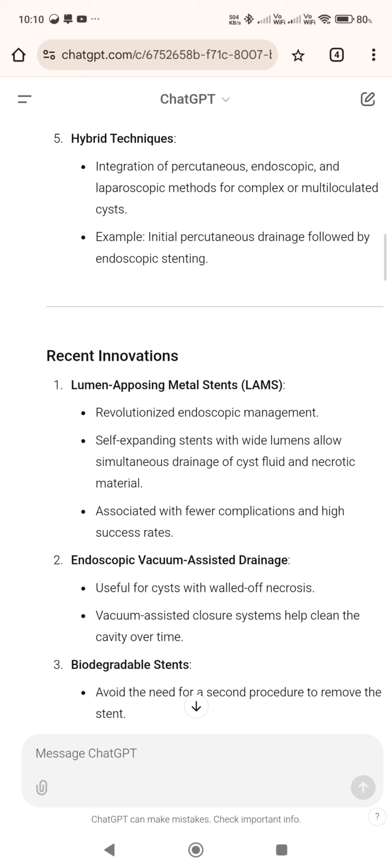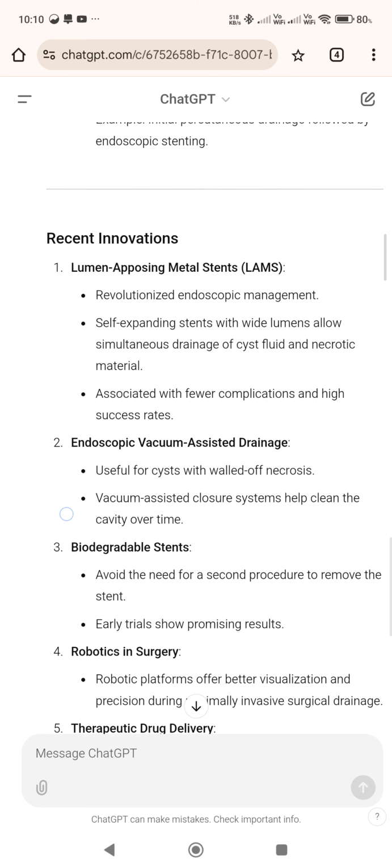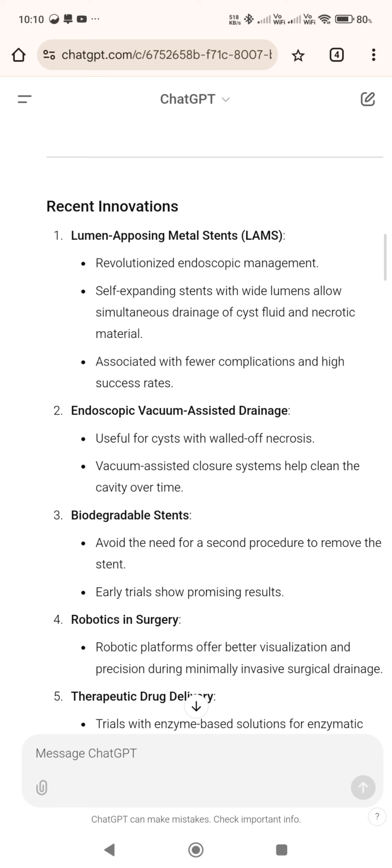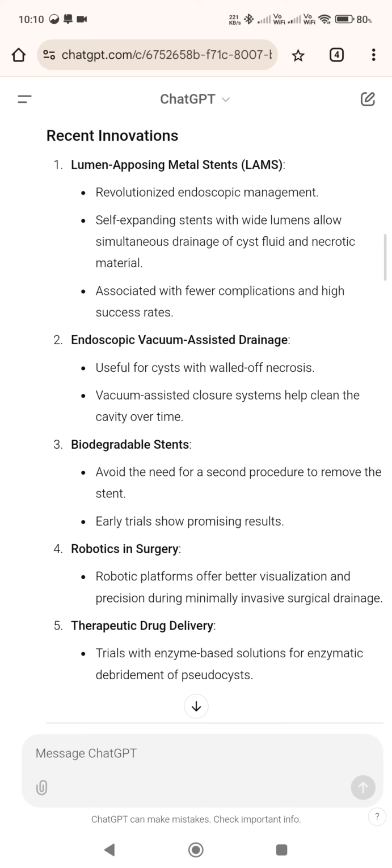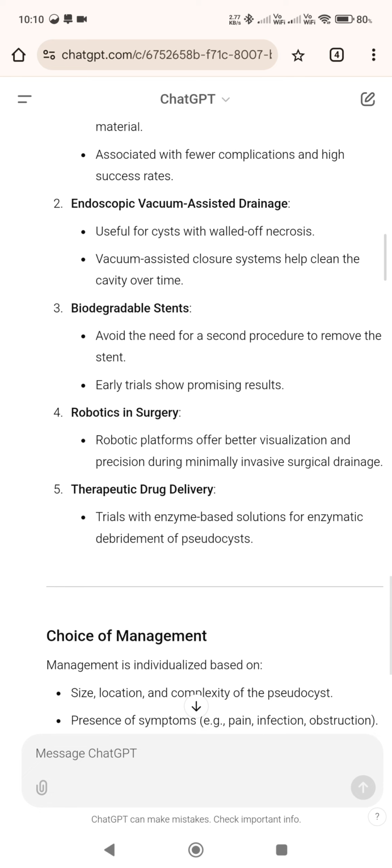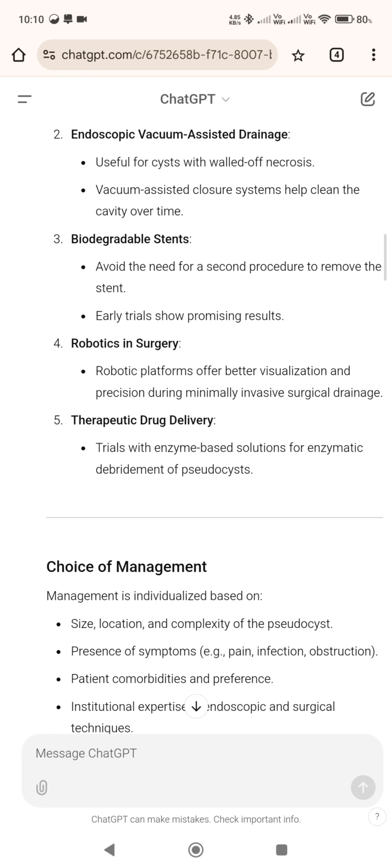Recent innovations. 1. Lumen-opposing metal stents. Revolutionized endoscopic management. Self-expanding stents with wide lumens allow simultaneous drainage of cyst fluid and necrotic material, associated with fewer complications and high success rates. 2. Endoscopic vacuum-assisted drainage, useful for cysts with walled-off necrosis. Vacuum-assisted closure systems help clean the cavity over time. 3. Biodegradable stents. Avoid the need for a second procedure to remove the stent. Early trials show promising results.